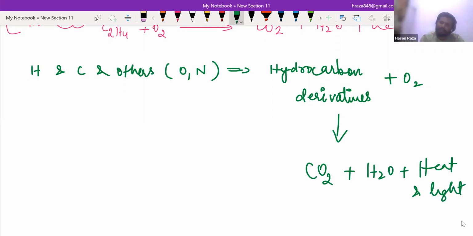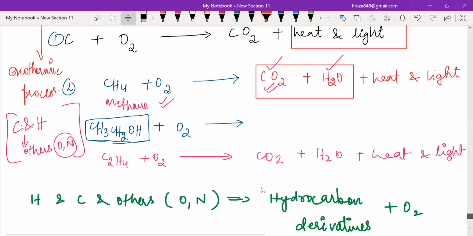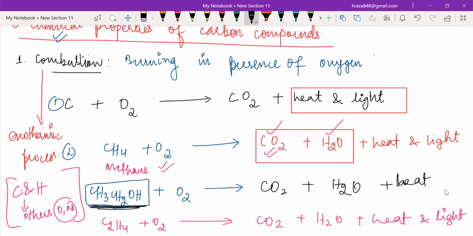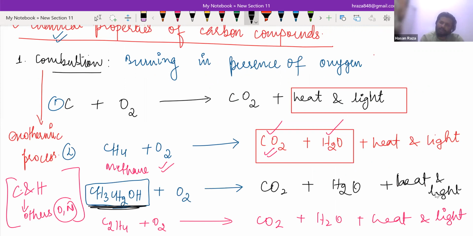So let me show you. This is your hydrocarbon derivative, so the products will be CO2 plus H2O along with heat and light. Please write it. We don't need to think much more about this alcohol. We need to think about alkane, alkene, alkyne. Let me know when you are done with this.